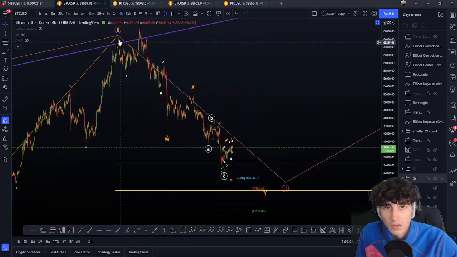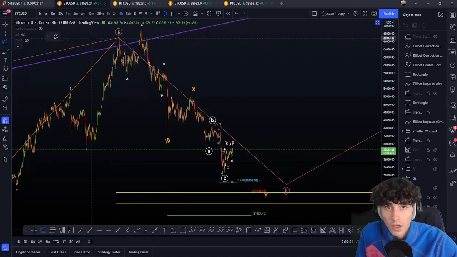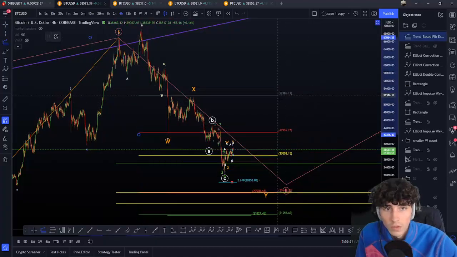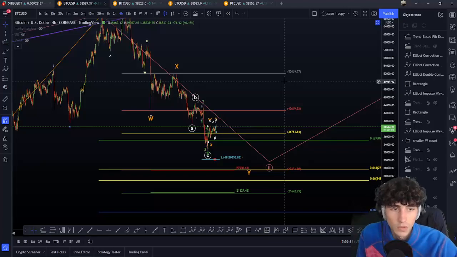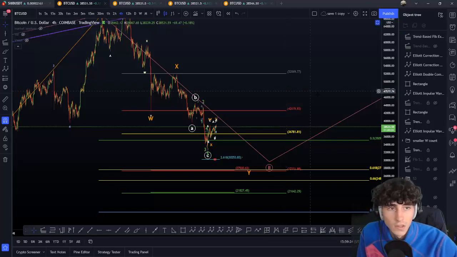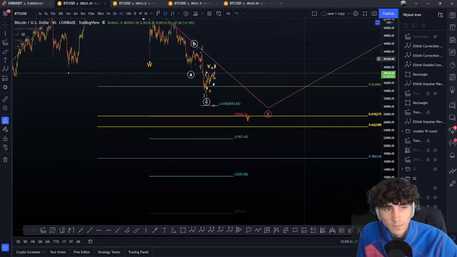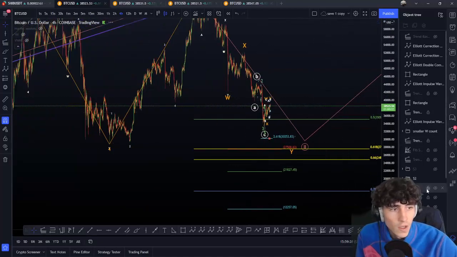In that case, you can just add the W, X, and Y extension tool from the high here to the low of the W to the top of the X here. In that case, you have every target: 618 for targets, then 18%, then 123, then 161 points here. Every single target there.